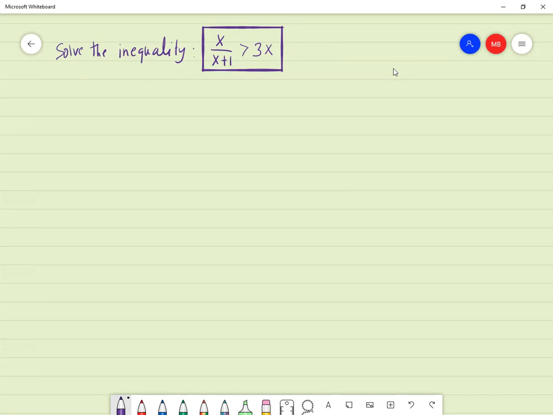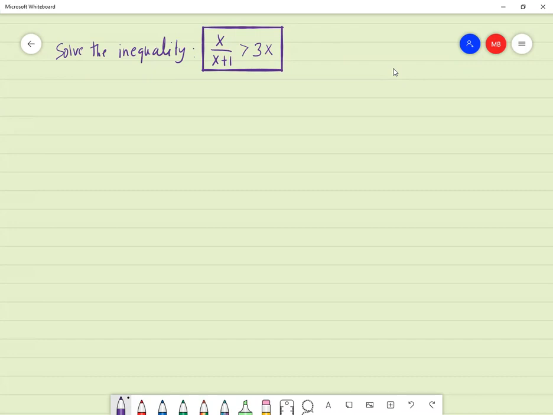Today in this video I'm going to solve a very interesting inequality. In order to simplify this inequality, we have to multiply by x plus 1. But we have to be careful: if you multiply by a positive quantity, the inequality will not change direction. If you multiply by a negative quantity, the inequality will change direction. So we have to look at two different cases.